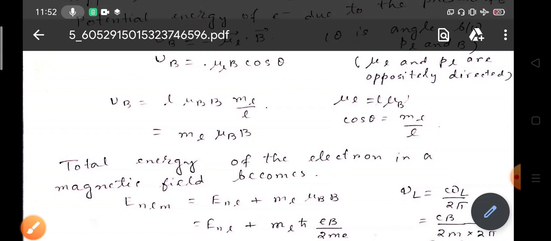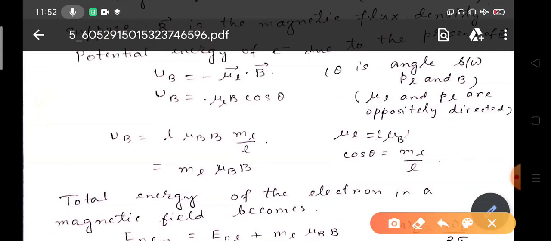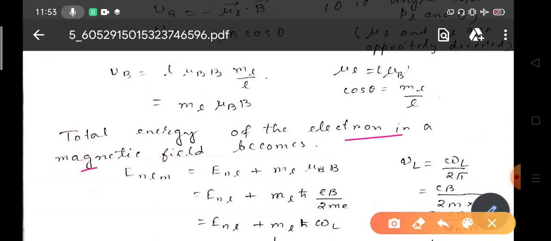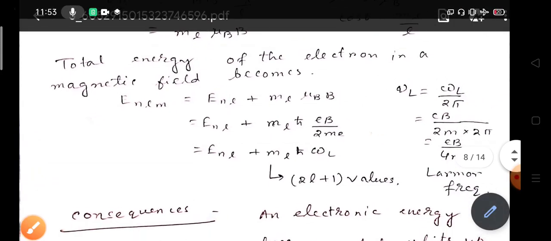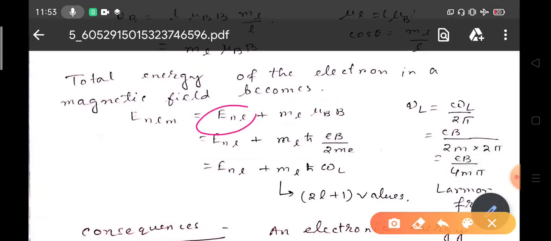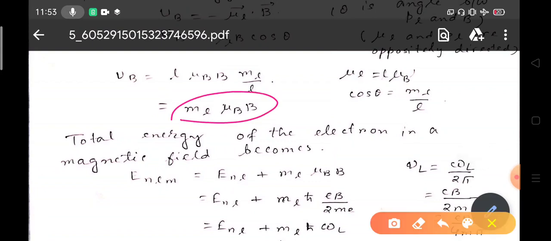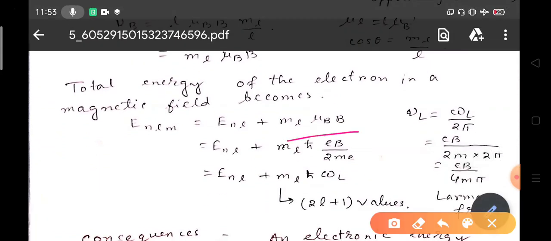So the change in the potential energy due to this external magnetic field will be ml into mu b into B. Now the total energy of the electron in an external magnetic field becomes ENL, as it was earlier, plus this potential energy term, ml into mu b into B. So ENL plus, put the value of mu b, that is eh cross by twice me, with ml into e h cross by twice me, times B. B is certainly this magnetic field, and the mu b value is e h cross by twice me. So put the value of mu b.